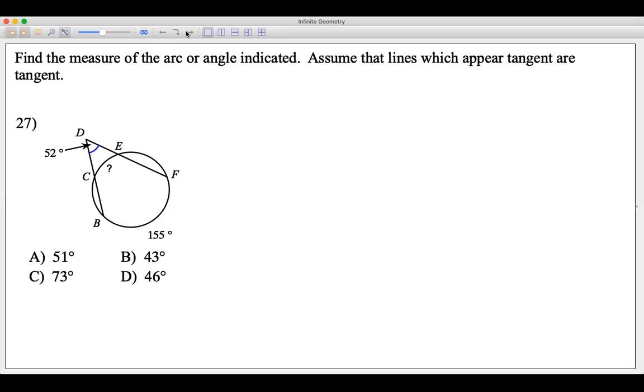In class, I said it's the one that's farthest away minus the one that's closest. There's another way of saying it, but it's always going to be the big arc minus the small arc. The small arc is going to be closest to the angle. The large arc is going to be the one farthest away.